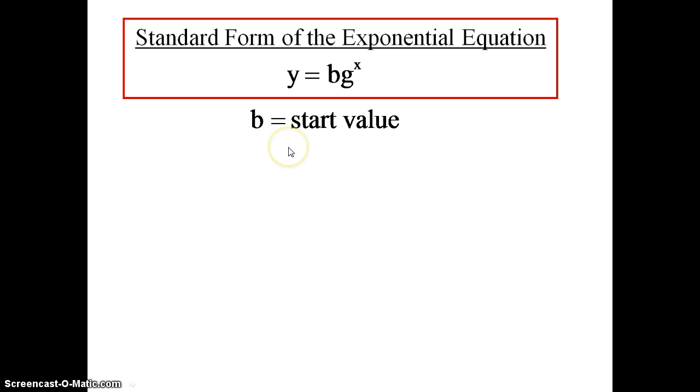So if we write down what each of these mean, B is our starting value, our starting amount, our beginning amount.